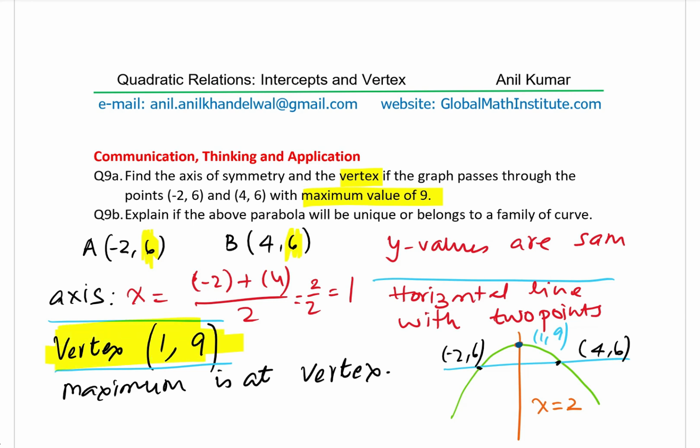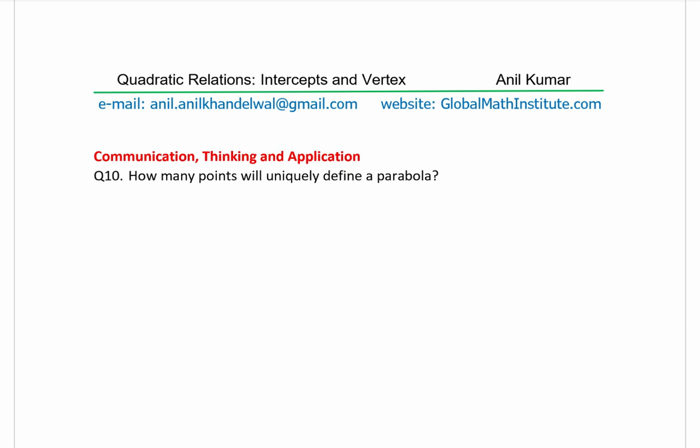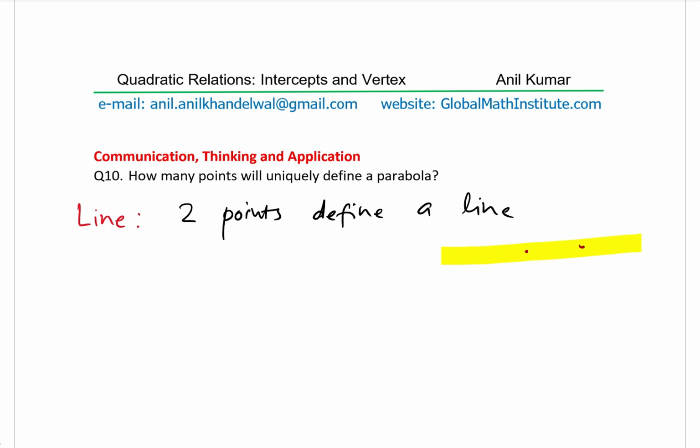Very important question. The last question here is, how many points will uniquely define a parabola? Now, let's consider the lines. So in a line, 2 points define a line, right? So if I have 2 points, then only one line can go through them. Does that make sense to you? You cannot have more than one line going through them.